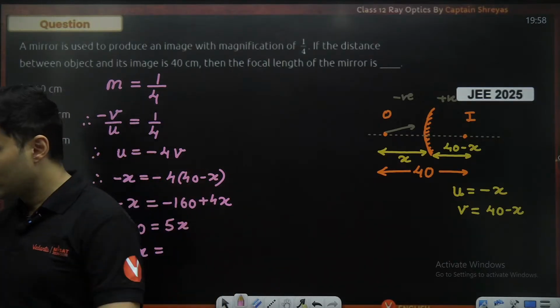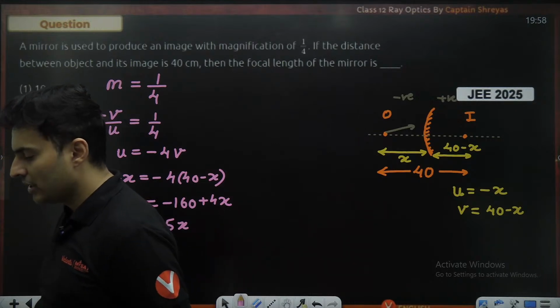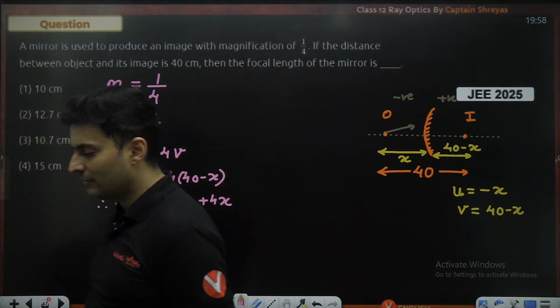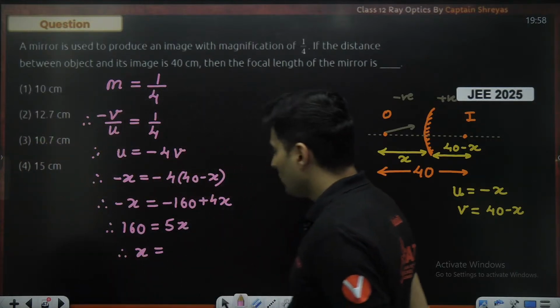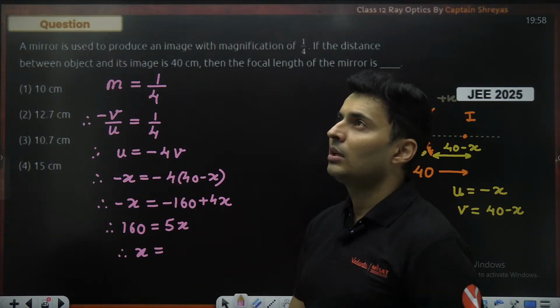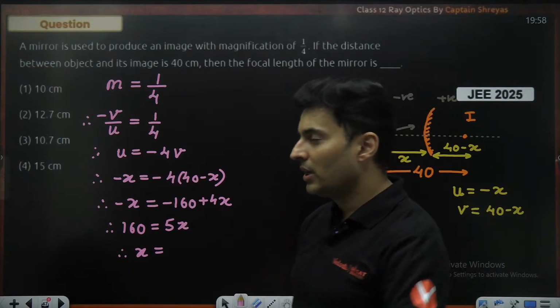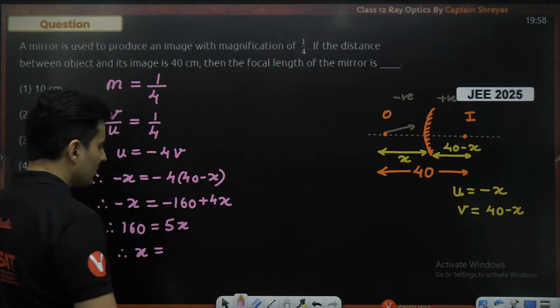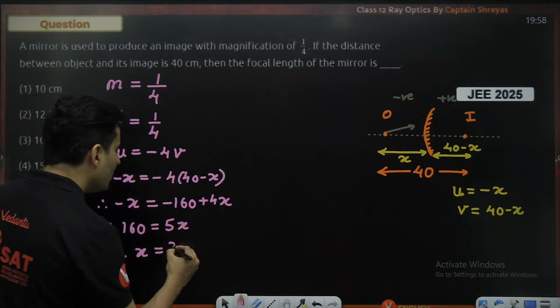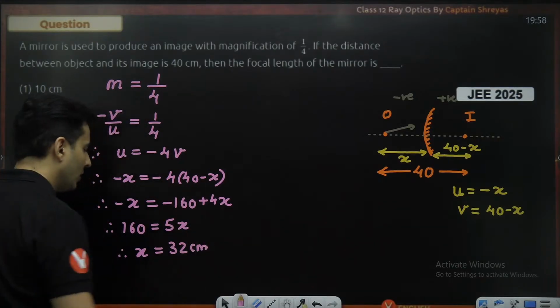How much is that going to be? 160 divided by 5, my dear warriors. 160 multiplied 2 times. So it will become 320 by 10, which is 32. So 32 centimeters.